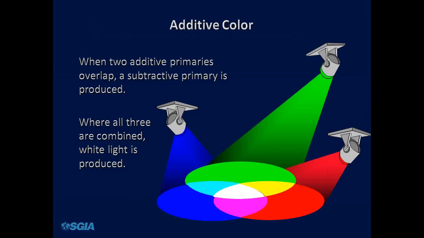So this is just an interesting slide to look at real quick. If you'll notice where the additive primaries overlap, CMY are created. So where red and green overlap, you have yellow. Where the green and blue overlap, you have cyan. And where the red and blue overlap, you have magenta.